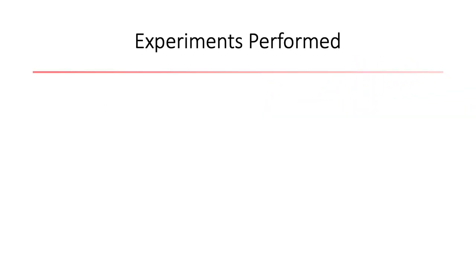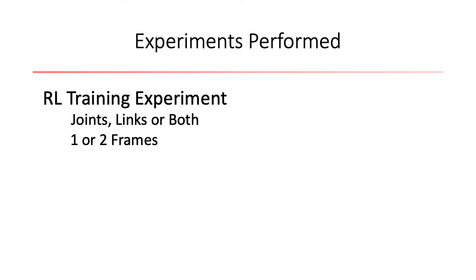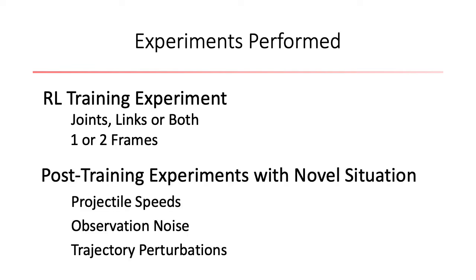We perform reinforcement learning experiments in which we vary whether joint angles, link positions, or both are used as robot observations, and whether 1 or 2 frames of observation are given. I will use combined type as a synonym for both from here on. In addition to evaluating learning over the course of training, we perform 3 post-training experiments in which we present the trained policies with untrained-for projectile speeds, Gaussian projectile position observation noise, and Gaussian projectile accelerations.